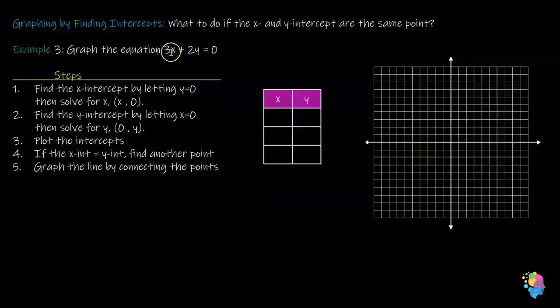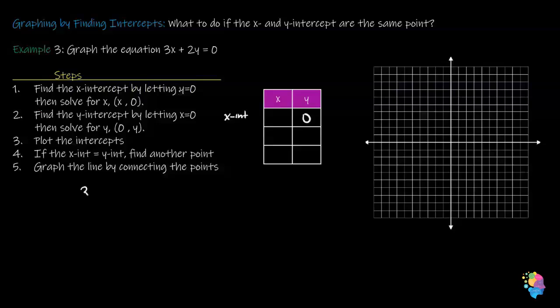Let's say that your equation is 3x plus 2y is equal to 0, and you still want to use the x and y intercepts to plot this graph. So let's start by finding the x-intercept. Remember, we do that by letting y equal to 0. So I'm going to let y equal to 0 so that I can find the x-intercept.